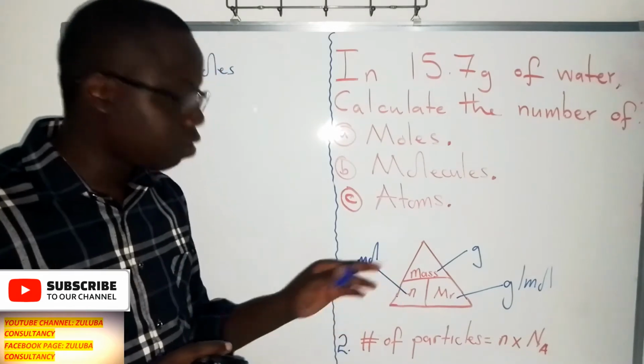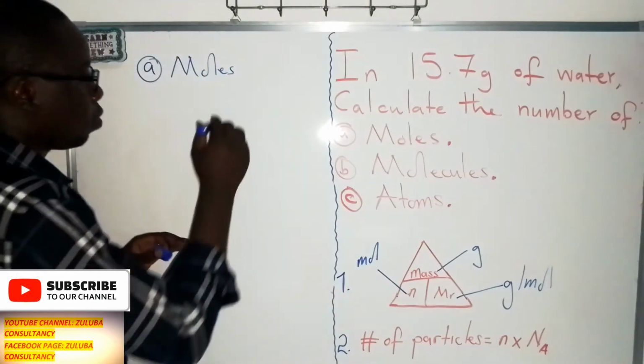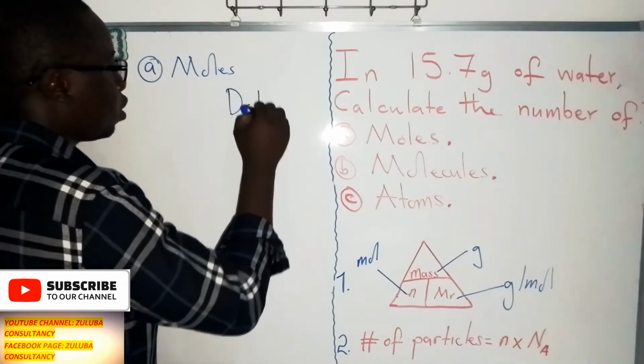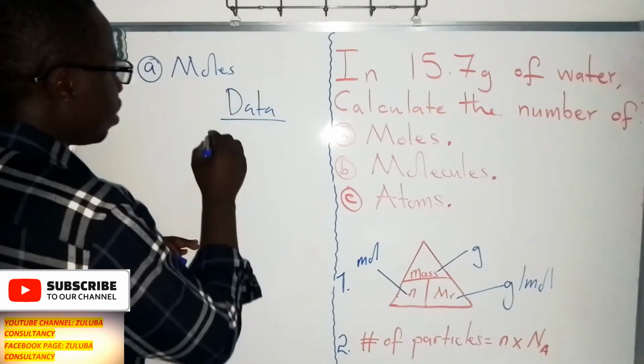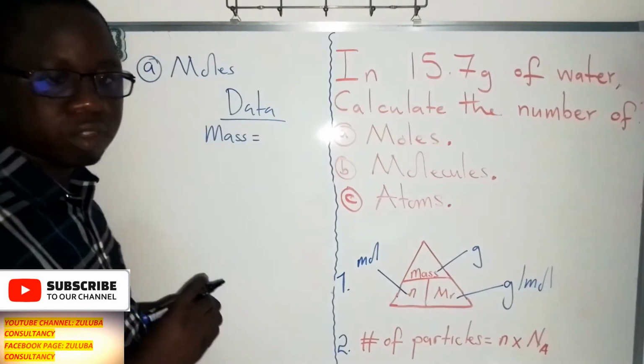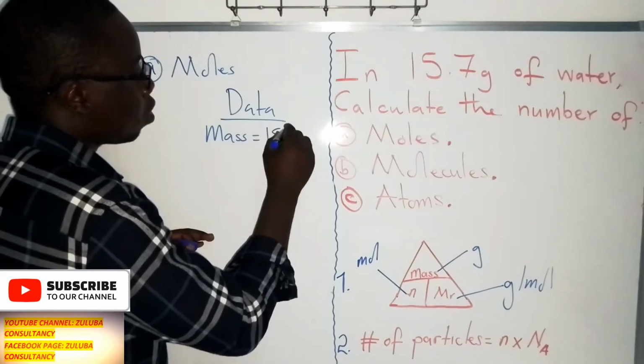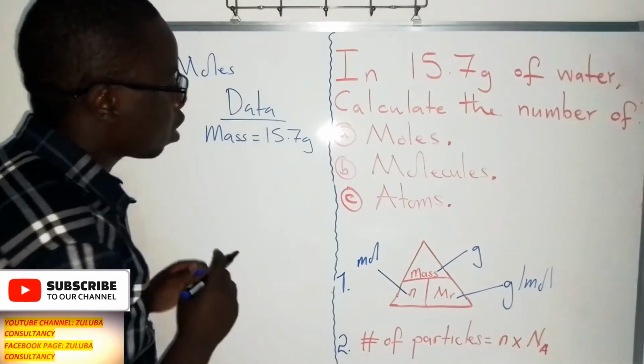After we know this, we need to get some information regarding our question. So let's get some information. The first one is the mass. The mass that we have in the question is 15.7 grams.